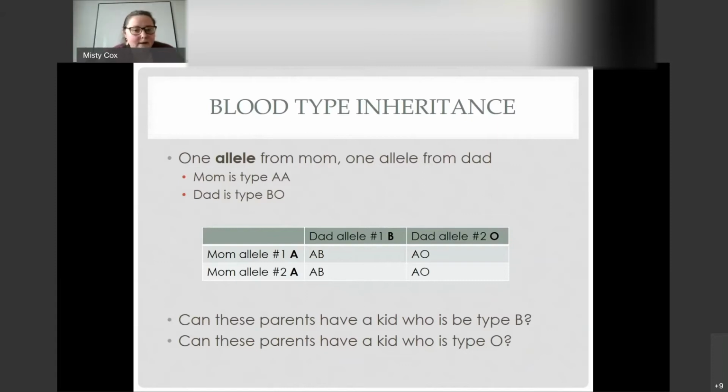So which parent is the problem? If they could have a kid who is type O, which parent's genotype would have to change, mom or dad? So remember, to have a kid type O, each parent has to give an O. So we've got one parent who's got an O, that's dad. Mom doesn't have an O to give. If mom had an O to give, they could have a type O kid. Great job. Y'all doing great. Next slide, please.